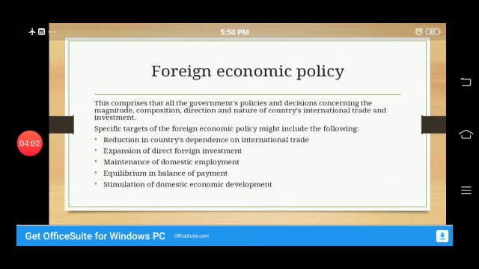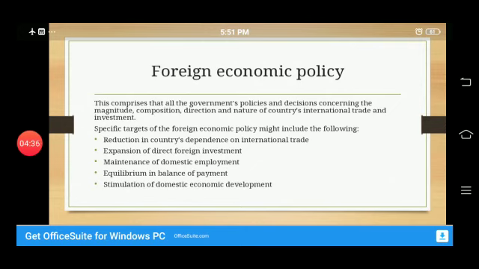The second point for the foreign economic policy would be the expansion of direct foreign investment. Foreign direct investment should be expanded and encouraged in order to maximize the benefit of international specialization, increase the choice of goods available to the domestic consumer, and it also enables domestic companies to obtain economies of scale. Number three is maintenance of domestic employment.